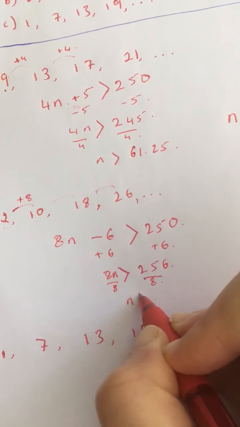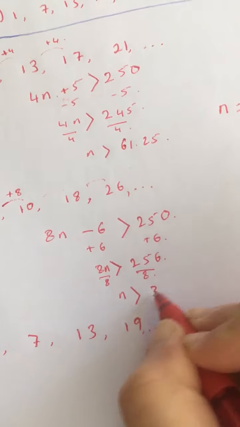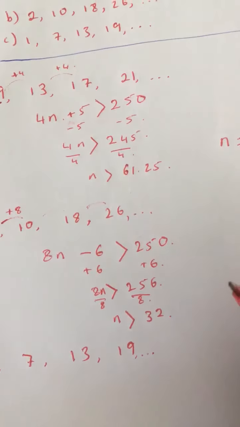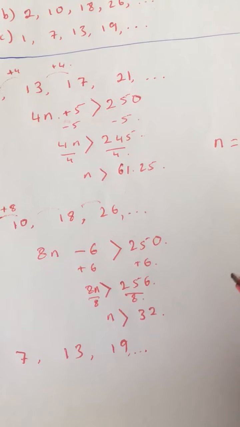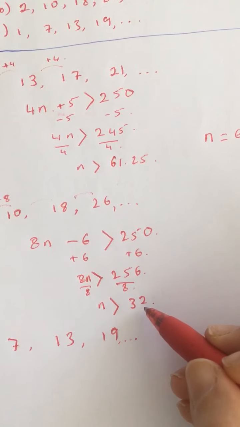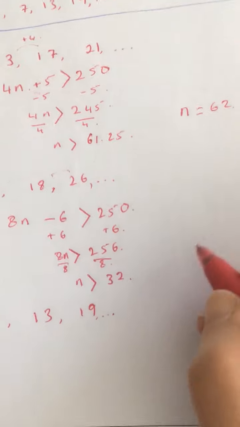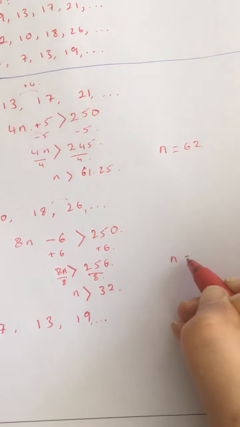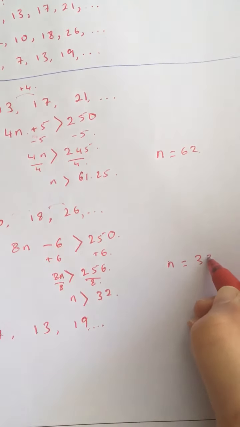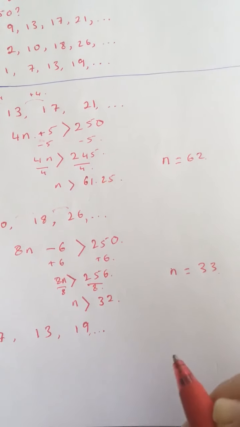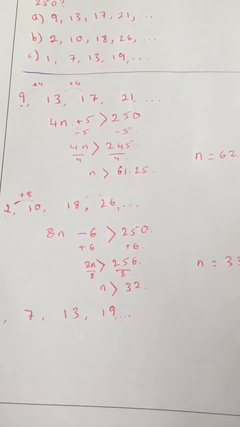So n is greater than 32. Because the question says which term is greater than 250, the 32nd term is not greater than 250, it's equal to 250. So the answer would be when n is 33. So the 33rd term would be greater than 250.